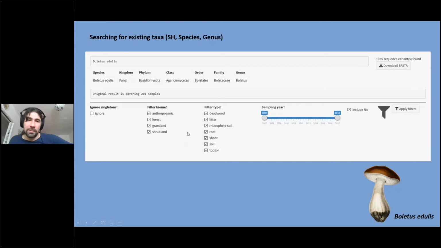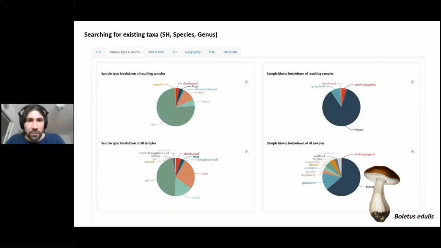And there are also many filters, and you can, for example, filter only sequences from forest or grassland, or some root samples. Then the next results, or visual outputs, will be correlated based on this filtering. So this is an example of the result.